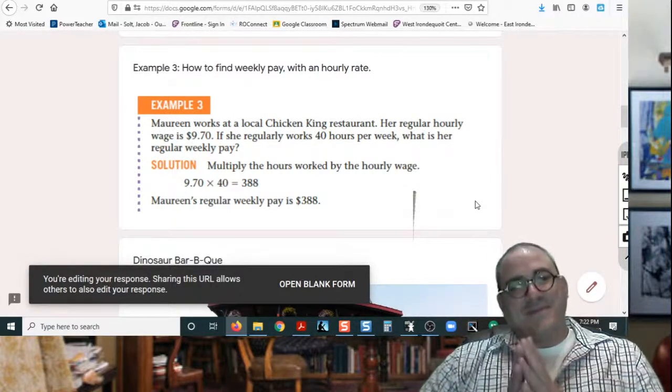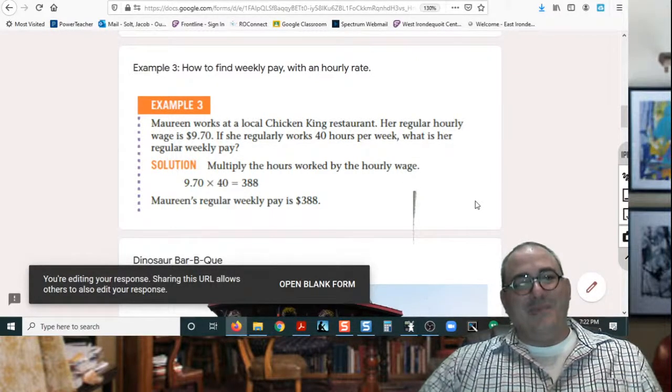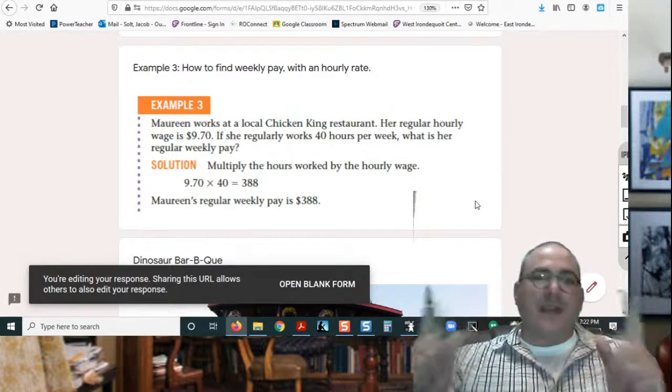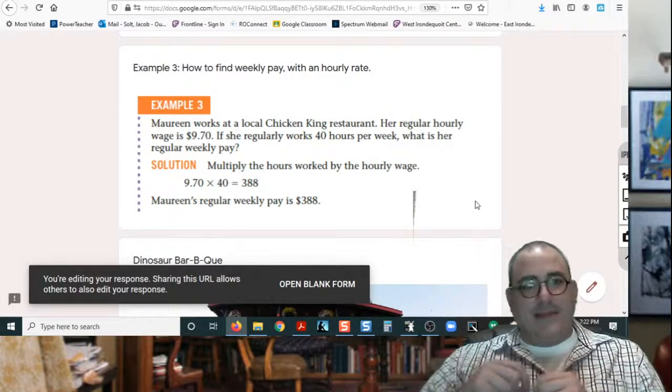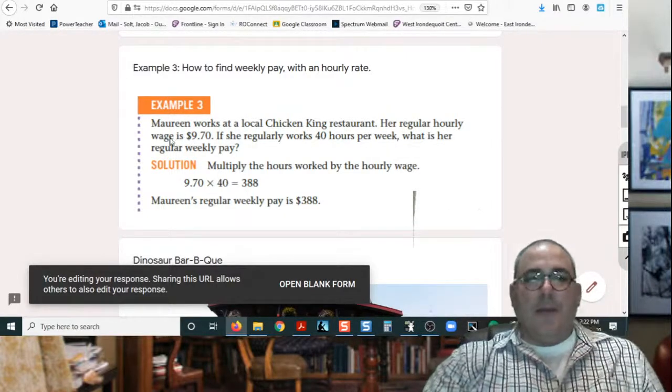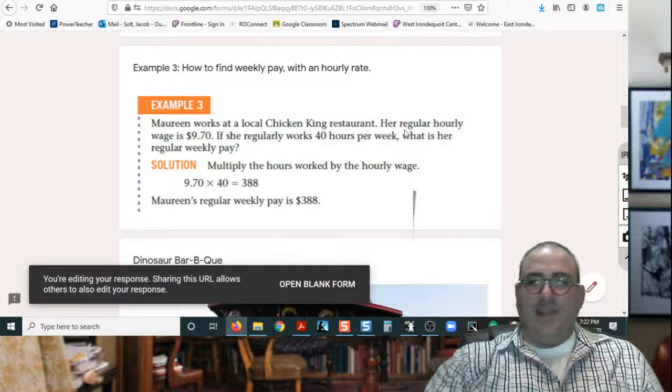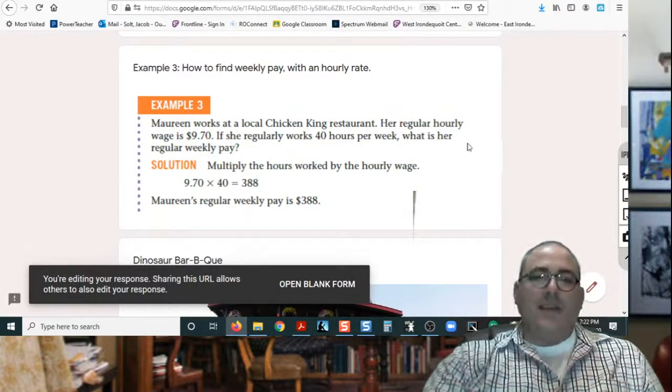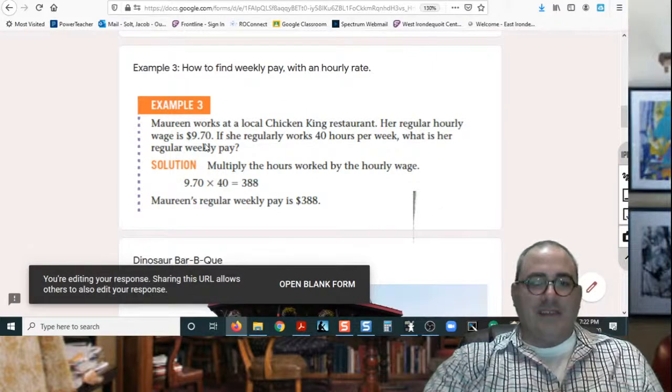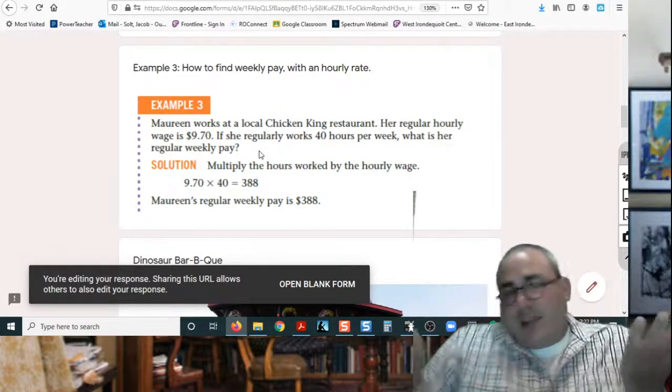All right. So we're moving on to example three: how to find weekly pay given an hourly rate. Here's the situation. Maureen works at a local Chicken King restaurant. Her regular hourly wage is $9.70. If Maureen regularly works 40 hours per week, what is her regular weekly pay? Can you figure this out?